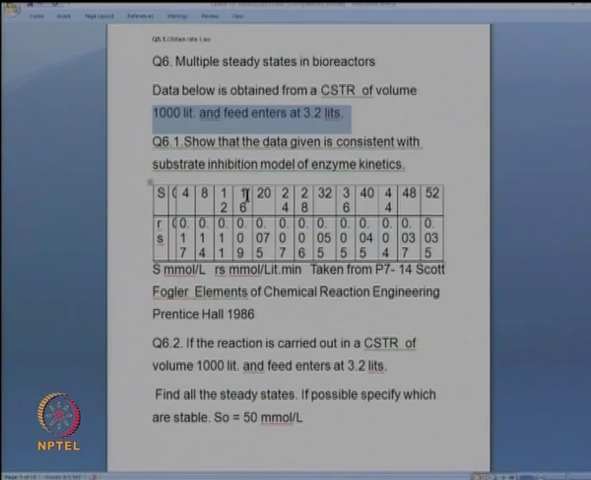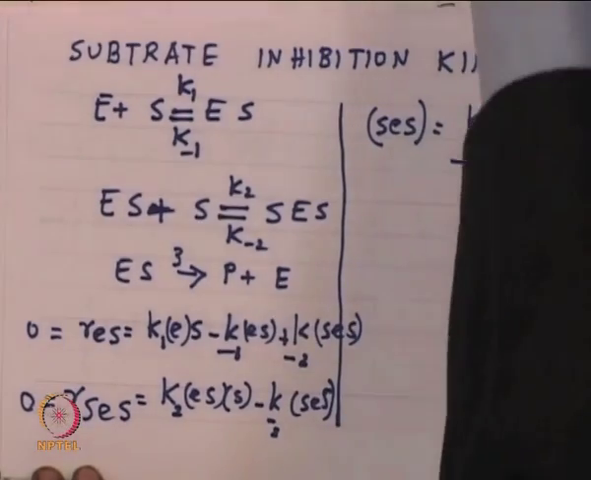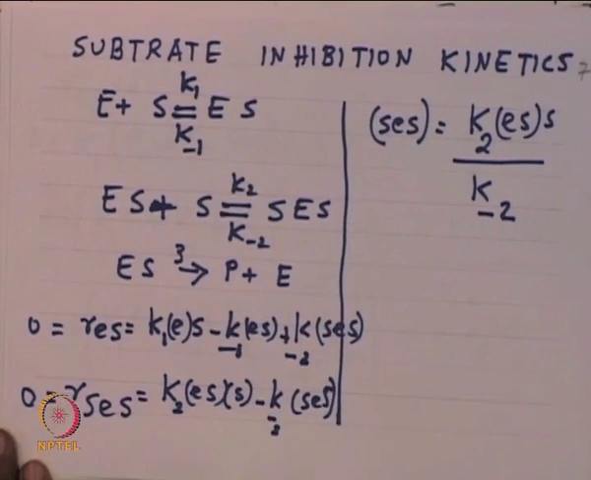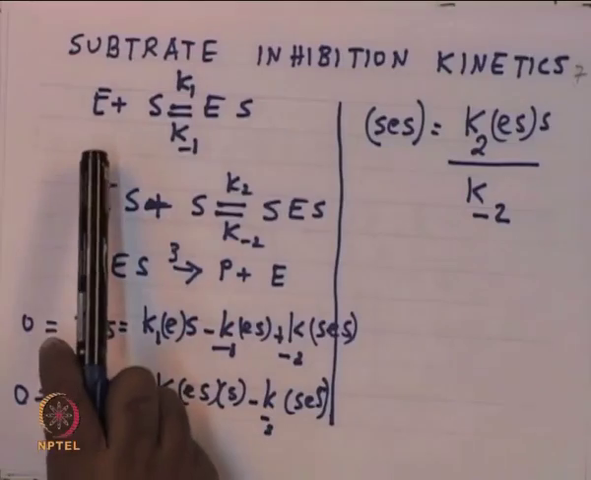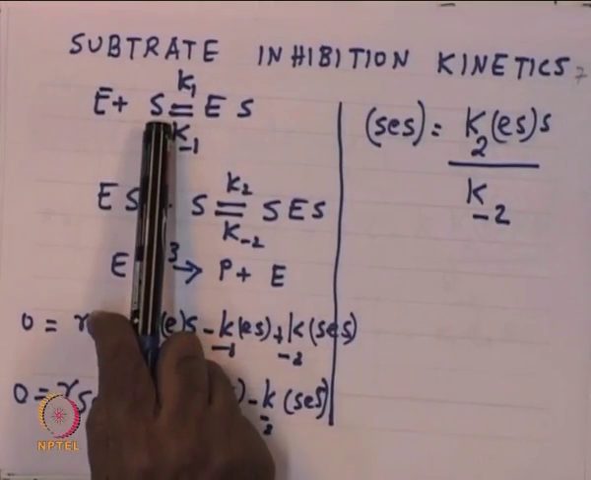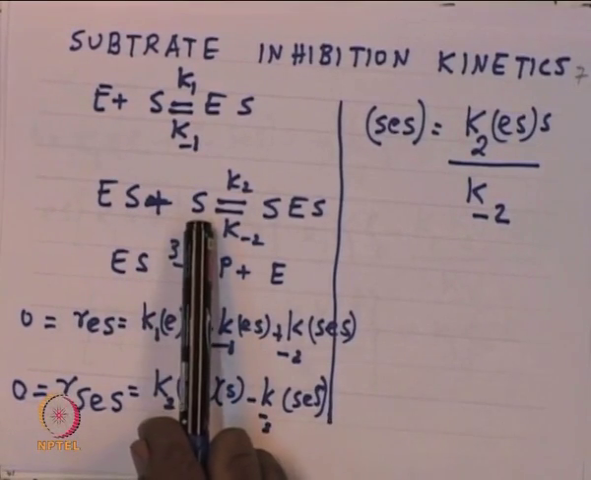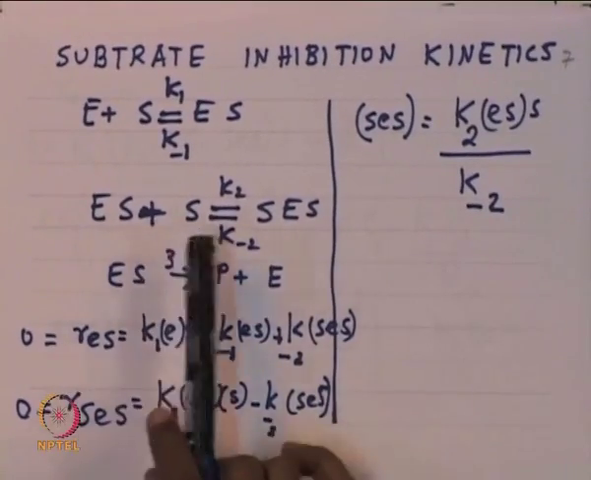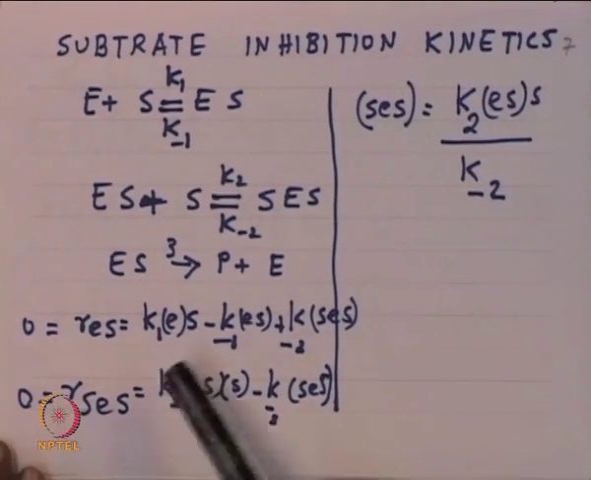So, the substrate inhibition model, I was doing this in a hurry perhaps last time, so I have done it again. You have the complex ES and the complex SES. The model, as mentioned here, is that the enzyme complexes with substrate, and then the ES complex complexes with another substrate to give this inactive SES complex. This is how the active sites are blocked, and this is the substrate inhibition model, which is very popular. You will find this in many, many places.